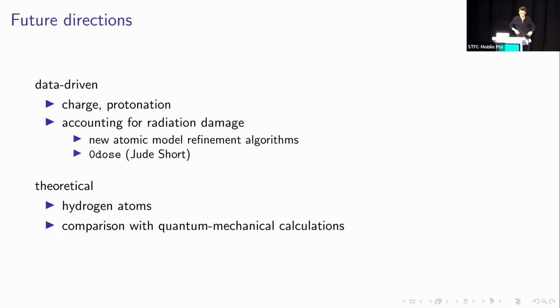There are also some theoretical questions. The first one is hydrogen atoms, which we would expect to be heavily polarized by the atoms that they're bonded to. And so the suggestion is that we would need a different parameterization for hydrogen atoms compared to other atoms. And in order to develop that parameterization, comparison with theoretical quantum chemical calculations on small molecules will be really key.